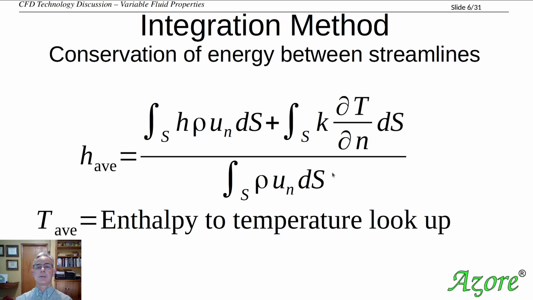And so what we'll do is divide that energy flux by our mass flow. This denominator here represents the mass flow of our system that crosses over that barrier. If we divide our energy flux by the mass flow, we get an average enthalpy at that barrier. Then we can take that average enthalpy and look up a temperature that represents it, and that would be our energy conservative temperature.